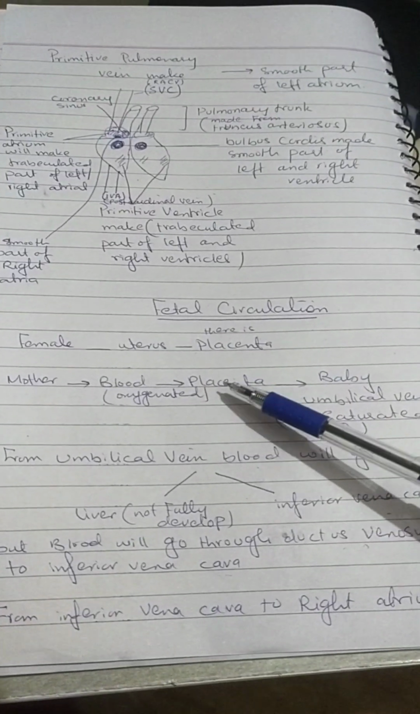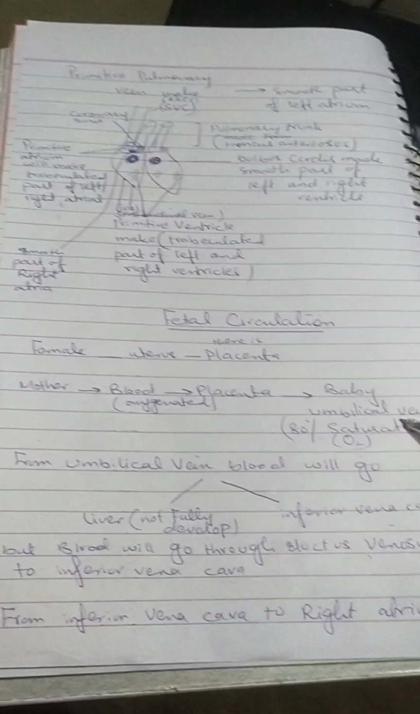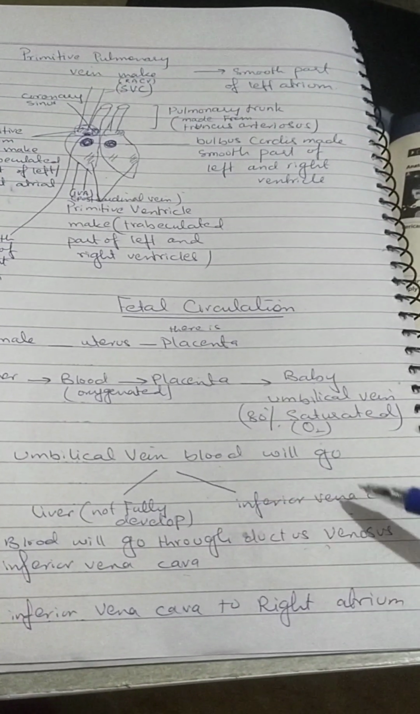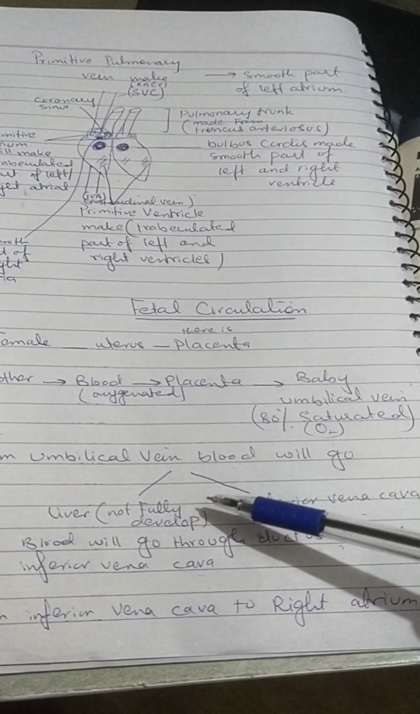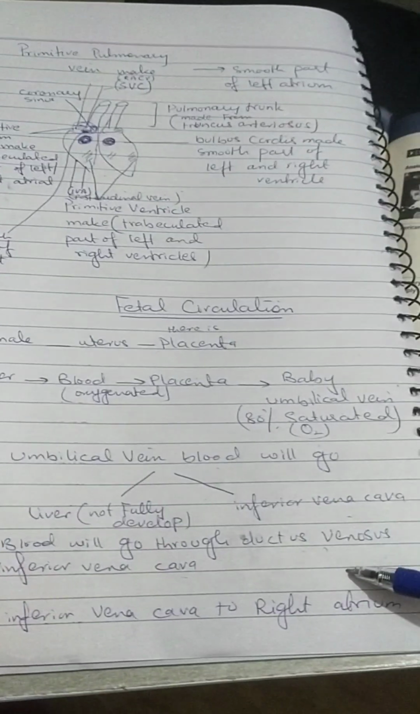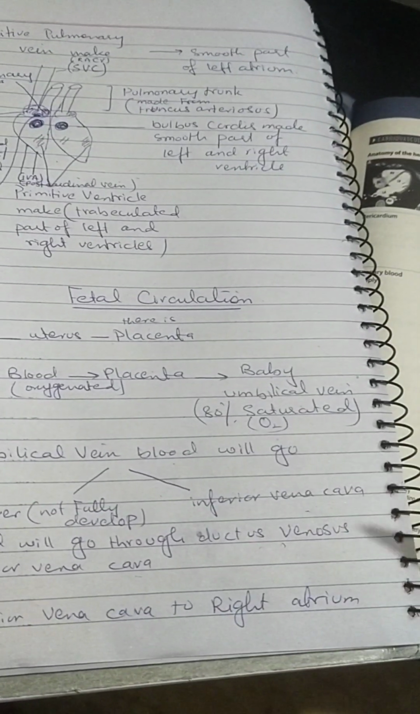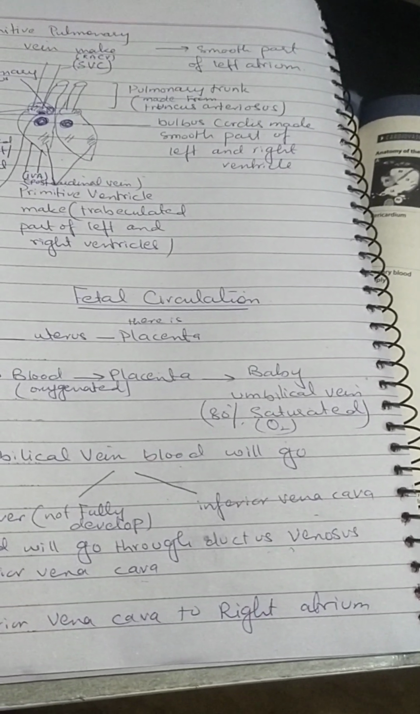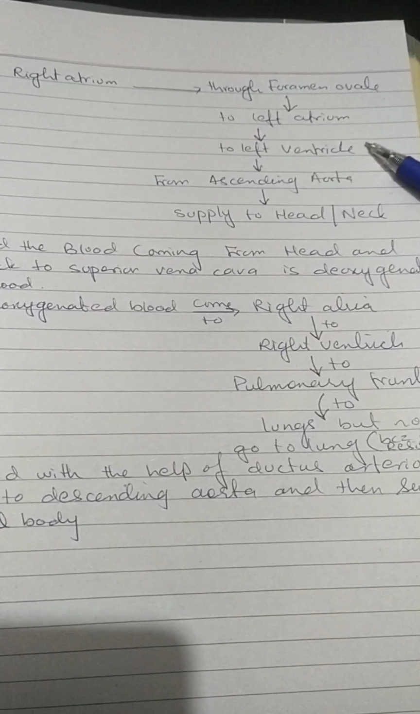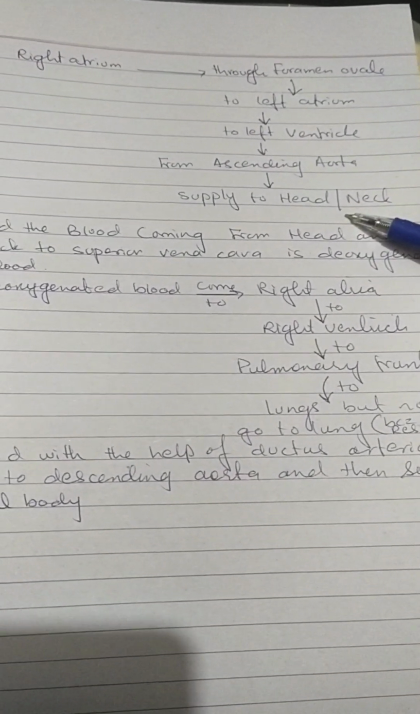Okay, the mother's oxygenated blood through the placenta goes to the baby's umbilical vein. From the umbilical vein, blood could go to the liver or to the inferior vena cava. It will not go to the liver because it's not fully developed, so it goes to the inferior vena cava. Blood goes through the ductus venosus to the inferior vena cava and from the inferior vena cava to the right atrium. After that, in the right atrium, it goes through the foramen ovale to the left atrium, to the left ventricle, to the ascending aorta, and then supplies the head and neck.